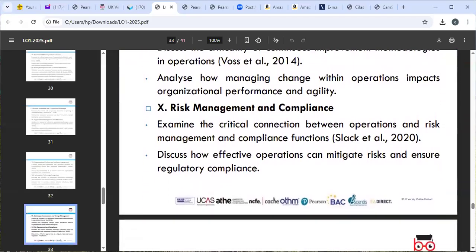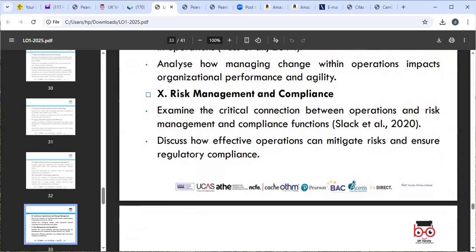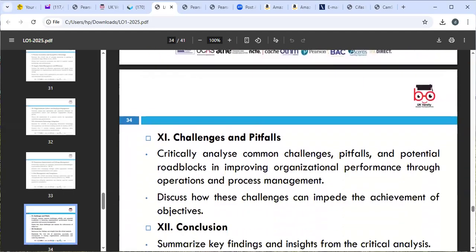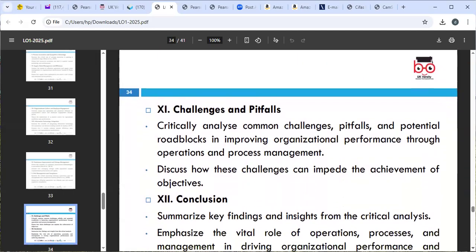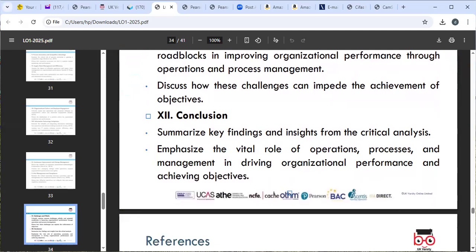Examine the critical connection between operations and risk management. Okay, when it talks about risk management and compliance, we have to discuss how effective operations can help. Then challenges and pitfalls. Critically analyze the common challenges and pitfalls and potential roadblocks in improving organizational performance through operations and process management. Discuss how these challenges can impede the achievement of objective.